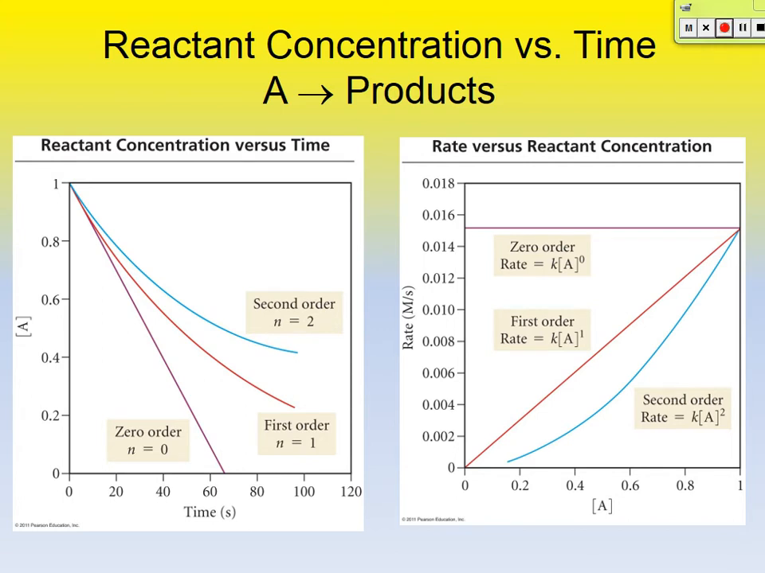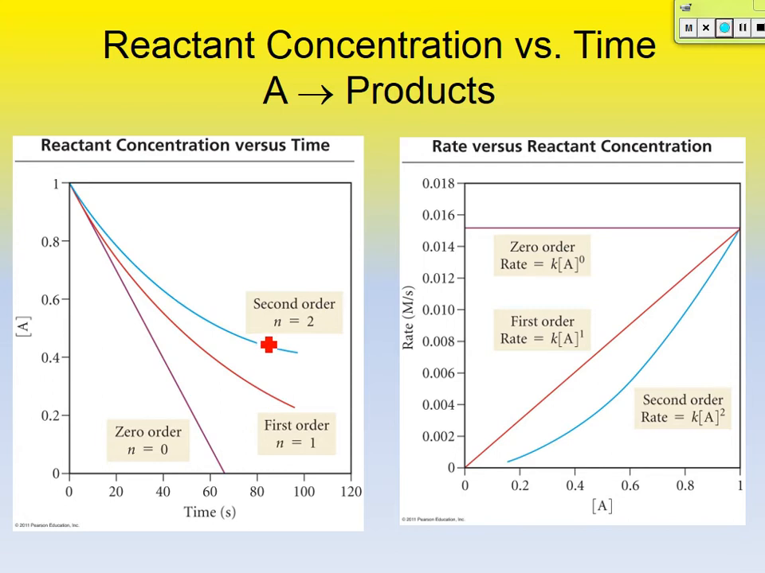So here are some graphs I'd like to go over. This one on the left, you always should look at what the axes are reporting on a graph. This is reporting concentration, and the x-axis is reporting time. And then it tells you what zero order, first order, and second order would look like: how the concentration changes with respect to time.